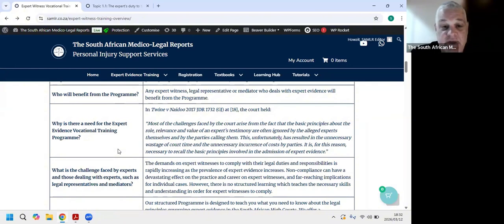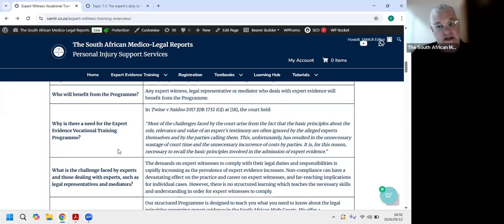the following to say: most of the challenges faced by the court arise from the fact that the basic principles about the role, relevance, and value of an expert's testimony are often ignored by the alleged experts themselves and by the parties calling them. I'll come back to that word ignored in a moment. This, unfortunately, has resulted in the unnecessary wastage of court time and the unnecessary incurrence of costs by parties. It is for this reason necessary to recall the basic principles involved in the admission of expert evidence.